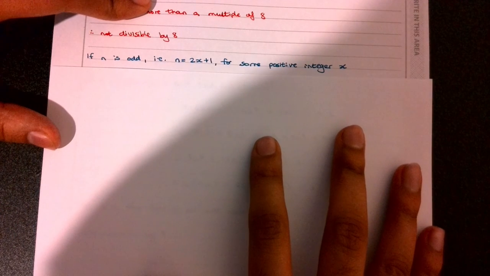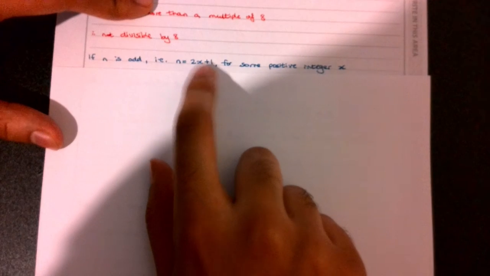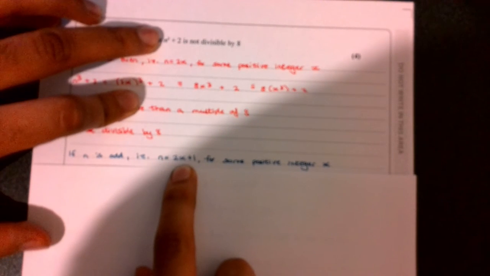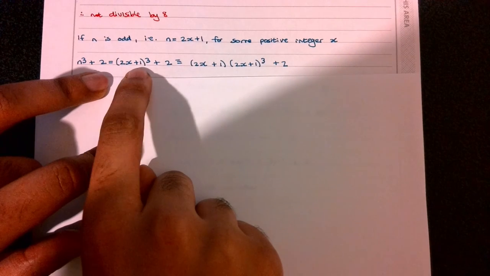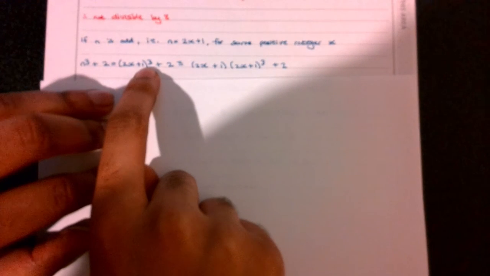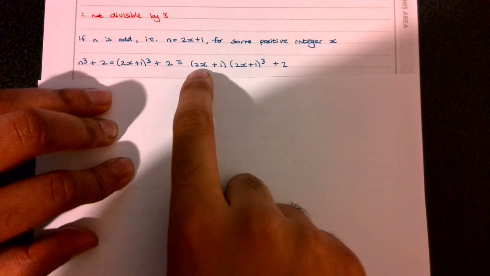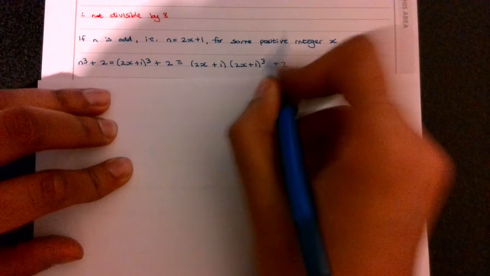The second case is when n is a positive odd number. That is when n is equal to 2x plus 1. And if we substitute n equals 2x plus 1 into n cubed plus 2, we have 2x plus 1 cubed plus 2. Now, 2x plus 1 all cubed, we can rewrite that as 2x plus 1 lots of 2x plus 1 squared.